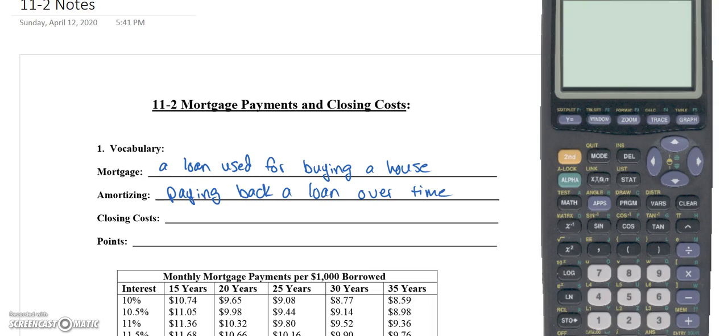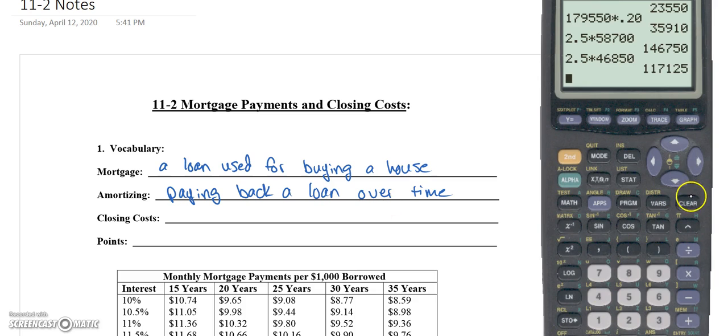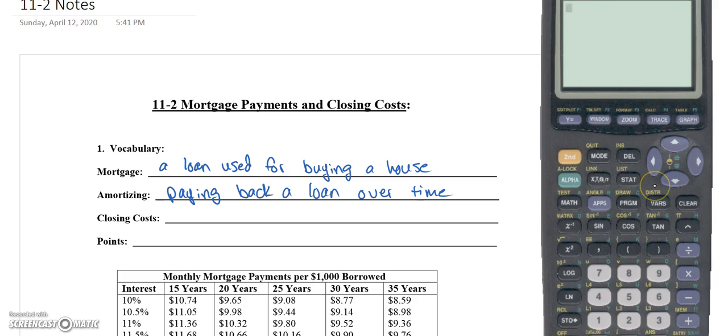Today's notes are calculating a payment for your mortgage, so your house payment each month, and then figuring out the total amount of interest that you're paying. Because again, if you're borrowing money, you're paying more than the principal. The bank is going to charge you for that loan, and that's your interest payment.